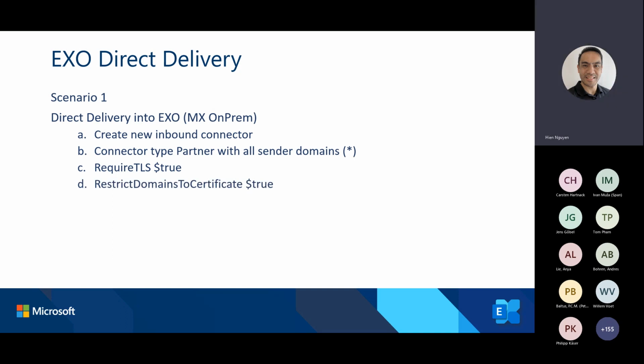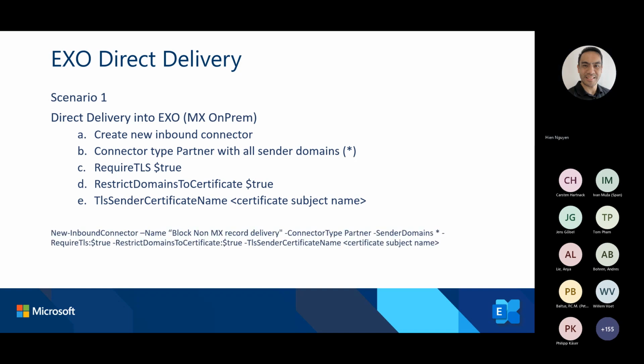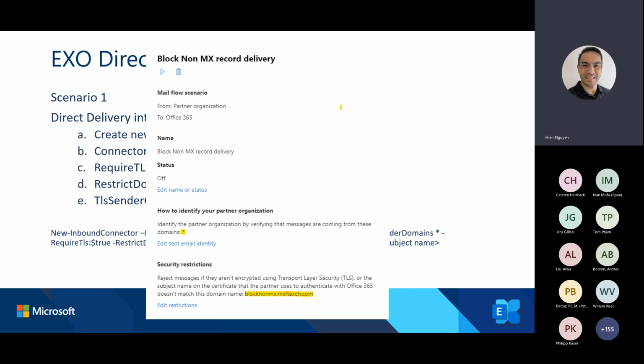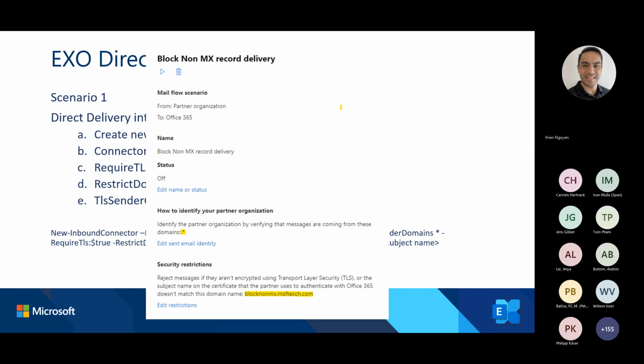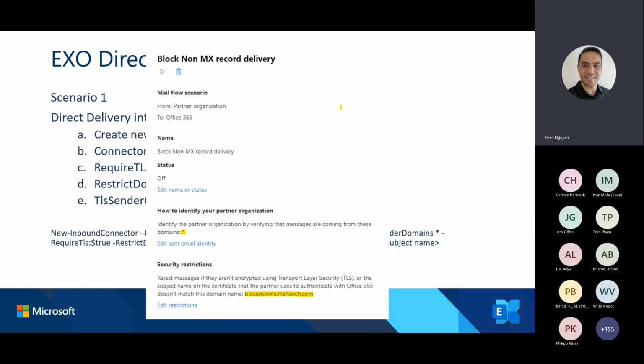We restrict the domains to the certificate. We set the TLS sender certificate name to be whatever subject you want it to be. Generally, in my example here, it will be block non-mx.domain.com. And that's what I've used, and you'll get a block.